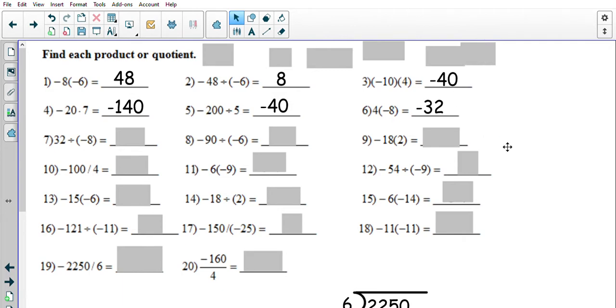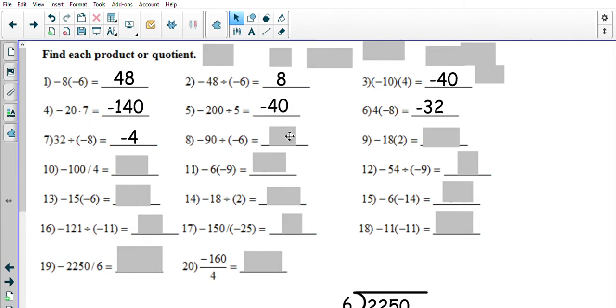Now that you're starting to get the idea, again, feel free to pause the video, try the remaining questions, and then listen to the video so that you can check your solutions as well. Number 7, 32 divided by -8 should be -4. Why? 32 divided by 8 is 4. Since the signs are different, my solution is going to be negative. And number 8, 90 divided by 6, we've got -90, -6. I know my answer is going to be positive since the signs are the same.